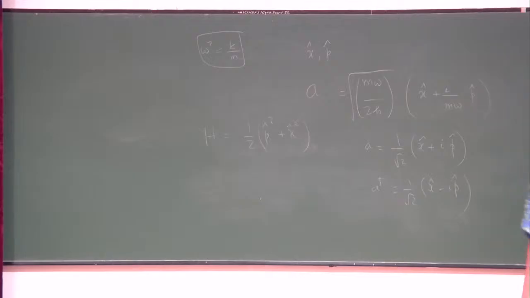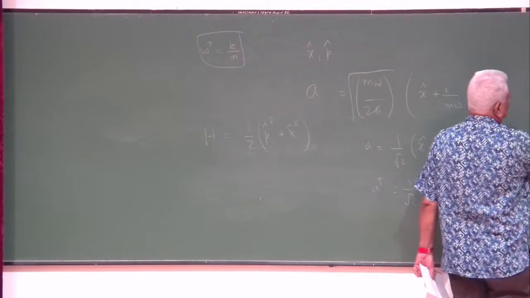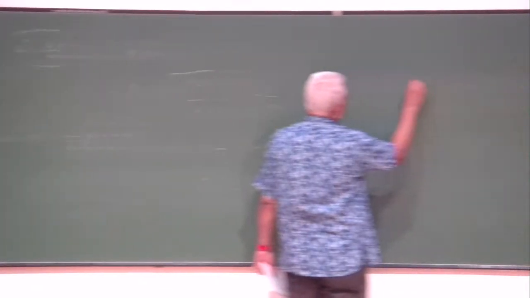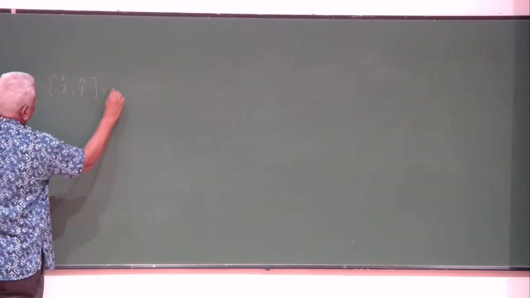Now, we know that the commutator of x operator and p hat operator is i. I have taken h bar as 1. That is what your Heisenberg commutation relations tell you. So I can find out what is the commutator of A and A dagger.